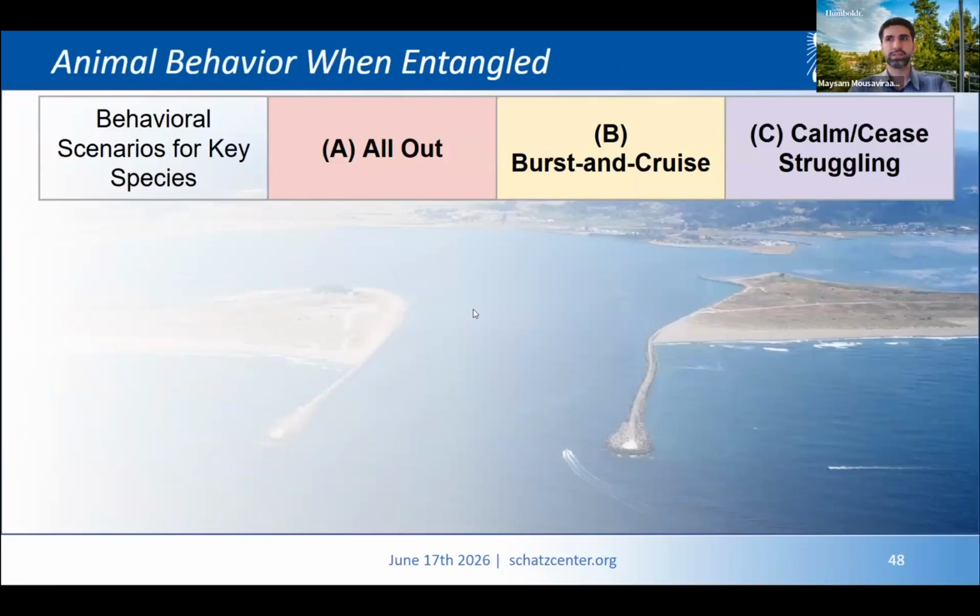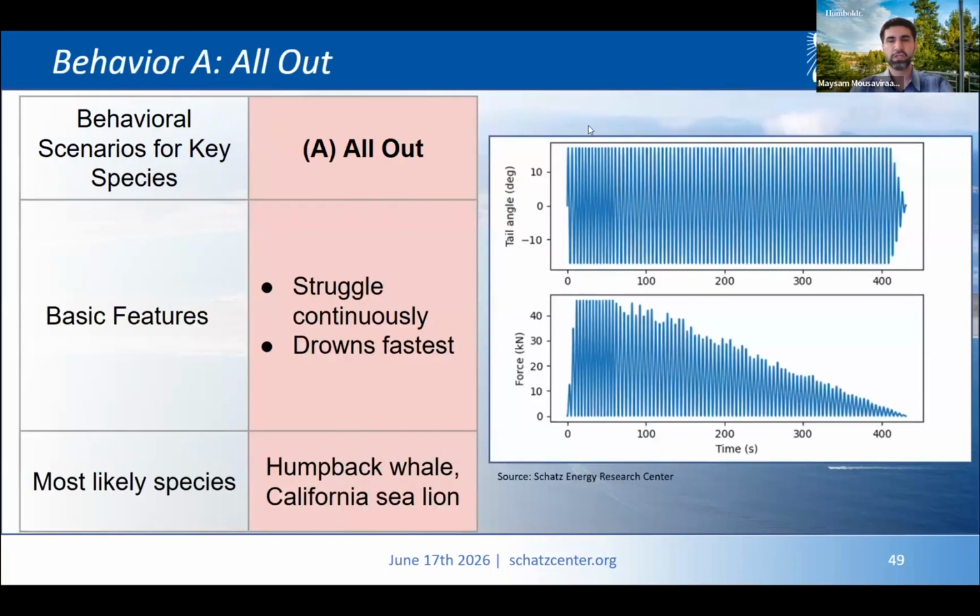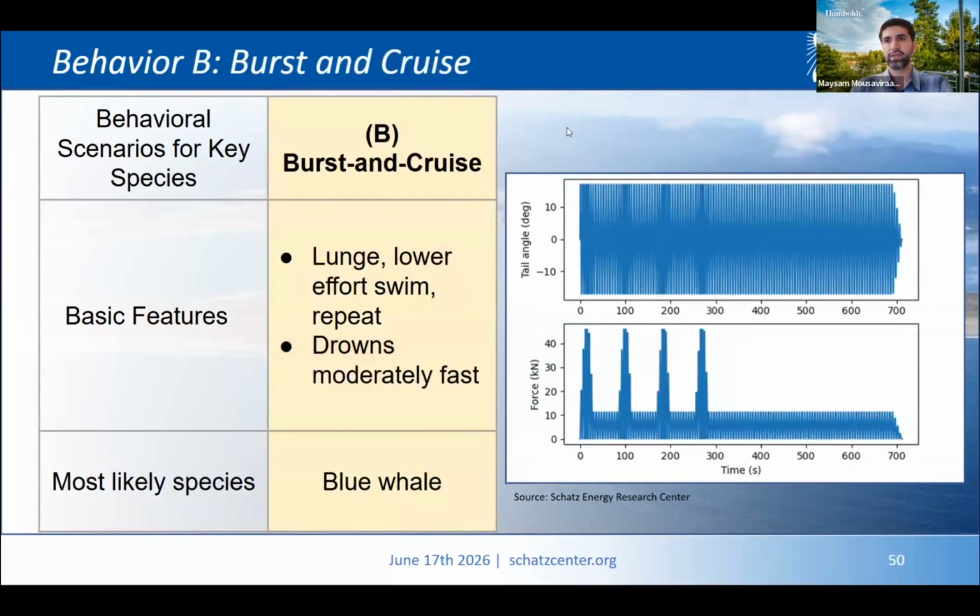So we organized animal responses into three representative behavioral scenarios. These are not meant to cover every possible animal response, but they span a useful range of behavior. They include all-out struggle, burst and cruise behavior, and calm or reduced struggling with occasional startle response. So the first behavior is the all-out case. In this scenario, the animal struggles continuously at high effort. This creates a strong force signal, but it also means the animal exhausts itself fastest, and this behavior is expected to be more representative of a species such as humpback whales or California sea lions. From a detection perspective, this behavior tends to produce a stronger and more persistent dynamic signal.